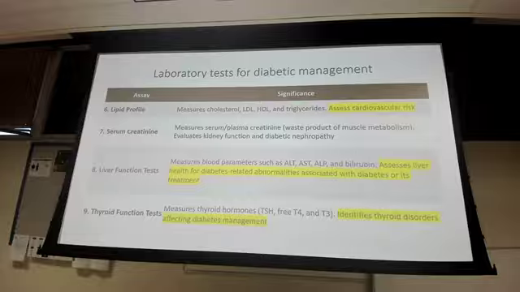Liver function test, you have ALT, AST, ALP, and bilirubin. And then your thyroid function test, we will get to that on Friday. We'll talk more about that. Okay? TSH, T4, and T3.